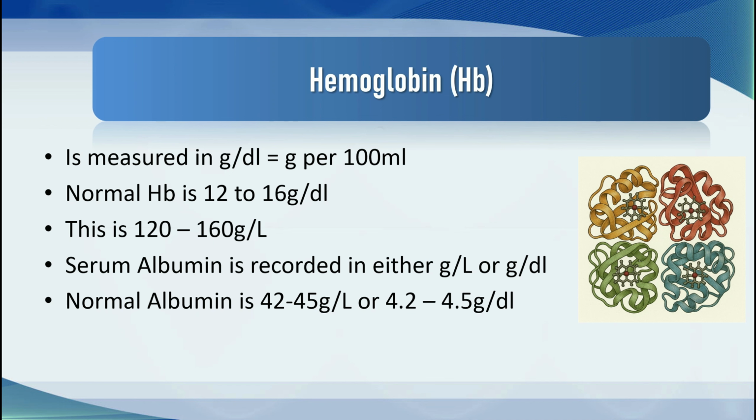Hemoglobin is measured in grams per deciliter, that's grams per 100 mils, and the normal hemoglobin is between 12 and 16 grams per deciliter, or 120 to 160 grams per litre. The serum albumin is recorded in either grams per litre or grams per deciliter, so the normal albumin is 42 to 45 grams per litre, or 4.2 to 4.5 grams per deciliter.